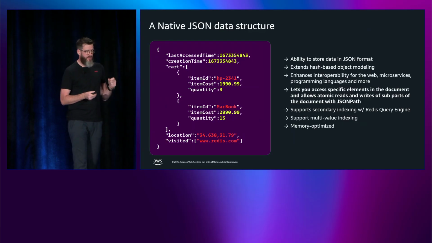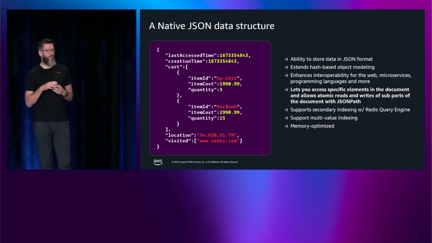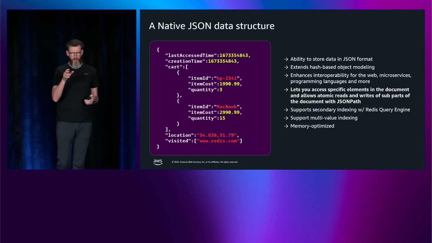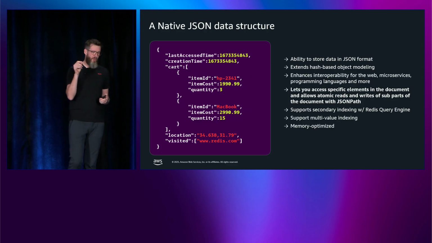So we created a native JSON data structure. There's lots of text on there, but the main point is that under the hood, it's a binary tree. And as such, with JSON path, you can actually do two things. There are many things you can do, but the two important ones to take away from it is that you can do atomic updates on a subpath of your document.